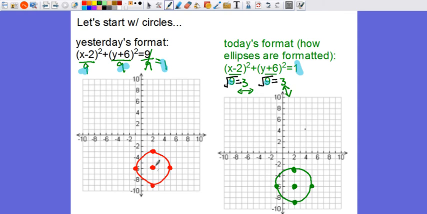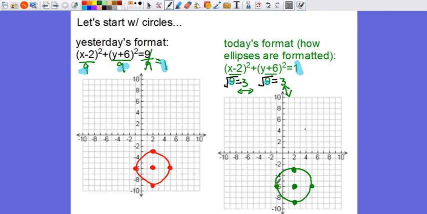Here we interpret it as the radius going all the way around is 3. When we look at it in this format, we interpret it as going left, right 3, and then up, down 3. So again, it's a different way of interpreting the equation to get the same exact result.